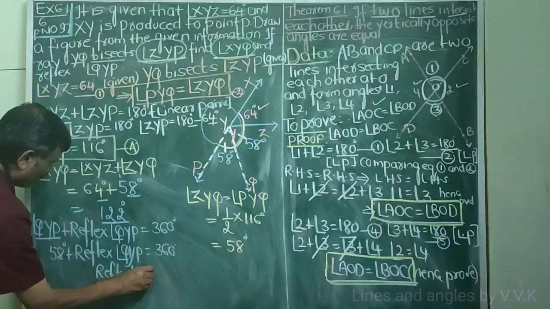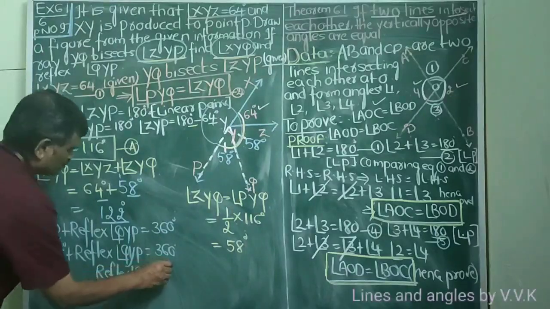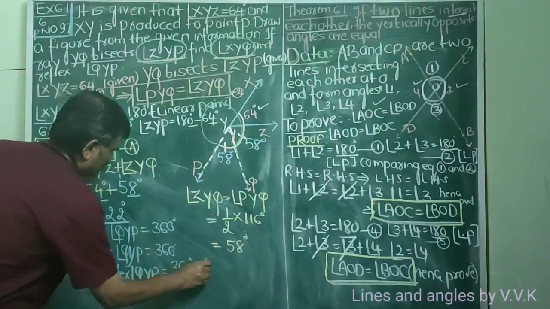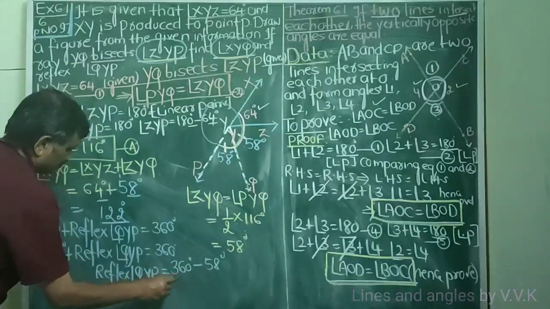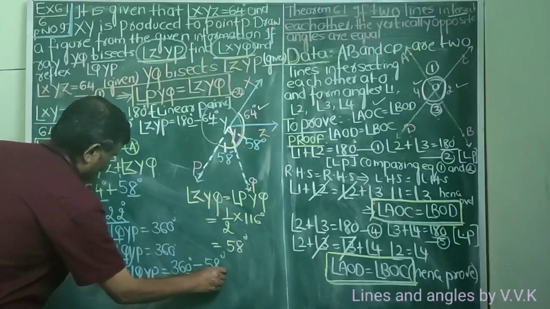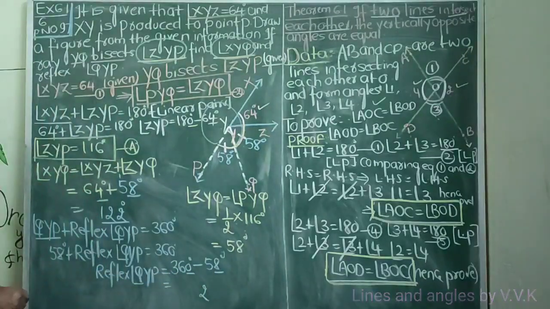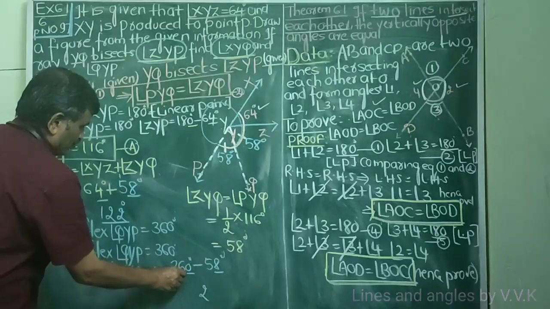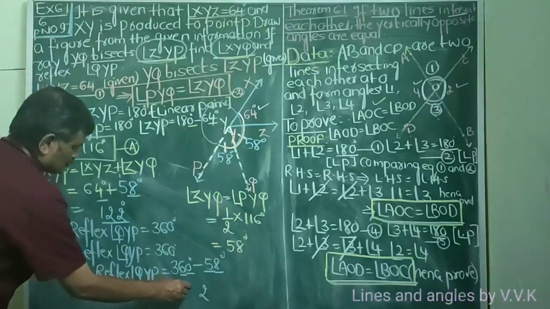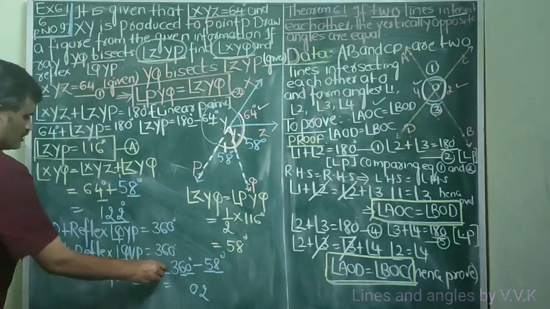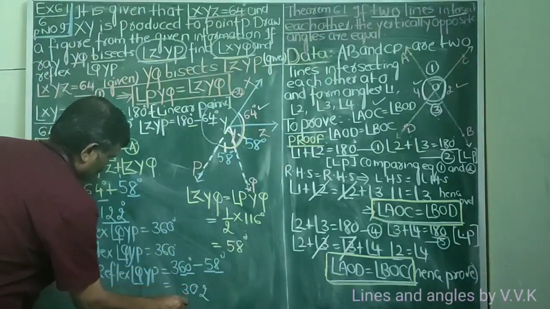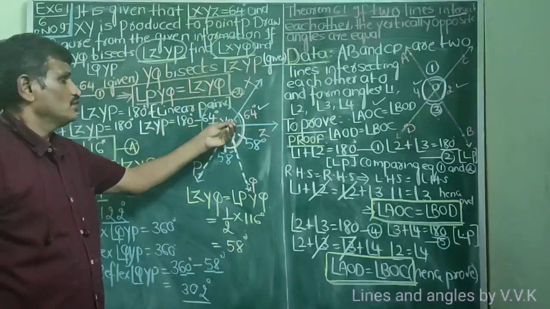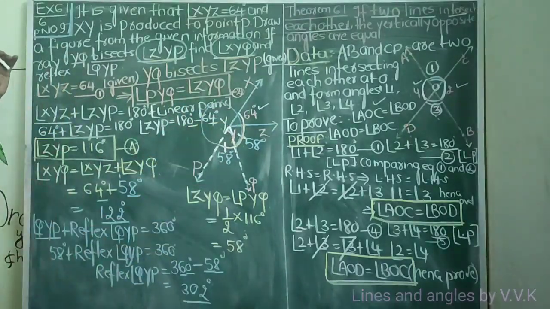Reflex QYP will be equal to 360 minus 58. So 10 minus 8 is 2. What remains here is 5. 5 minus 5 is 0. And this is 3. So reflex QYP is 302 degrees. So children, this is how we can solve the problem.